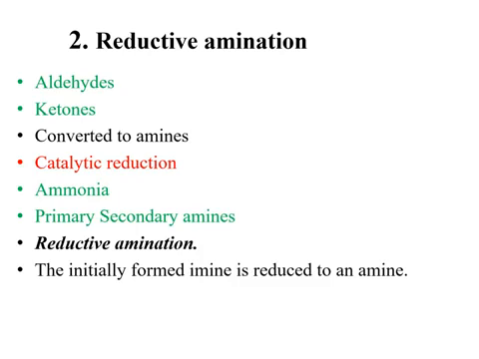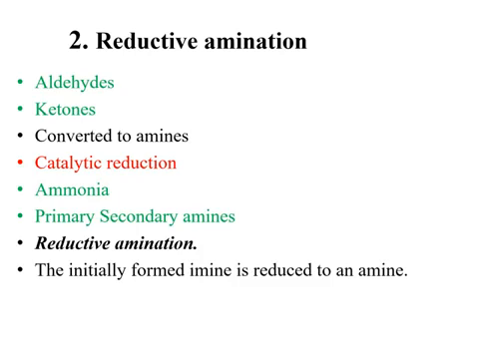Now we come across the second general method for the preparation of amines, that is reductive amination, reactions in which aldehydes and ketones are converted into amines through catalytic reduction in the presence of ammonia or a primary or a secondary amine are called reductive amination. The initially formed imine is reduced to an amine.